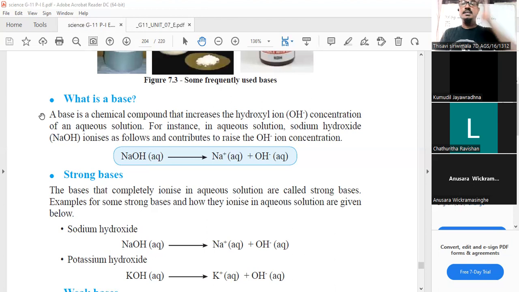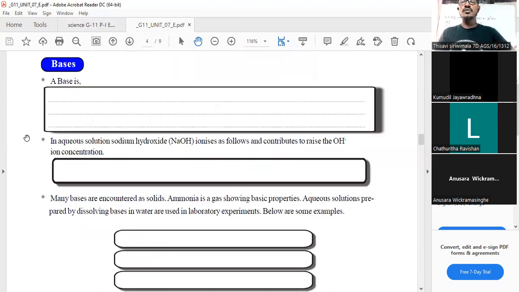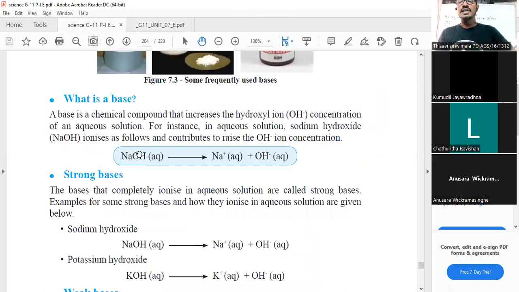Okay, that's fine. After that, in aqueous solution, sodium hydroxide ionizes as follows and contributes to increase the OH minus concentration. NaOH(aq) arrow Na plus (aq) plus OH minus (aq). You can write that in that box.